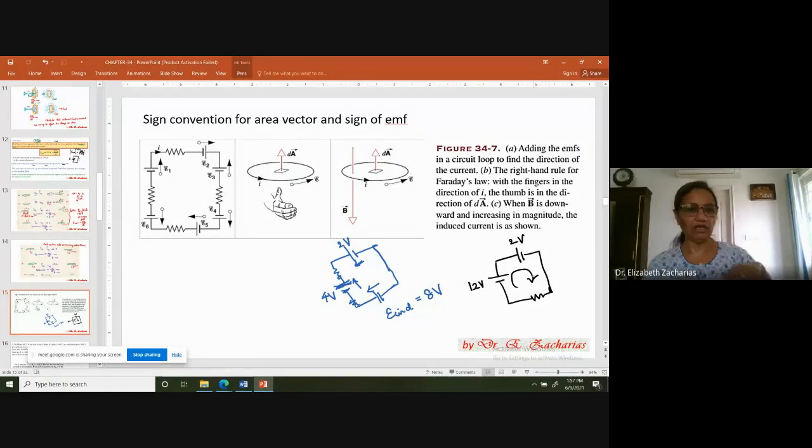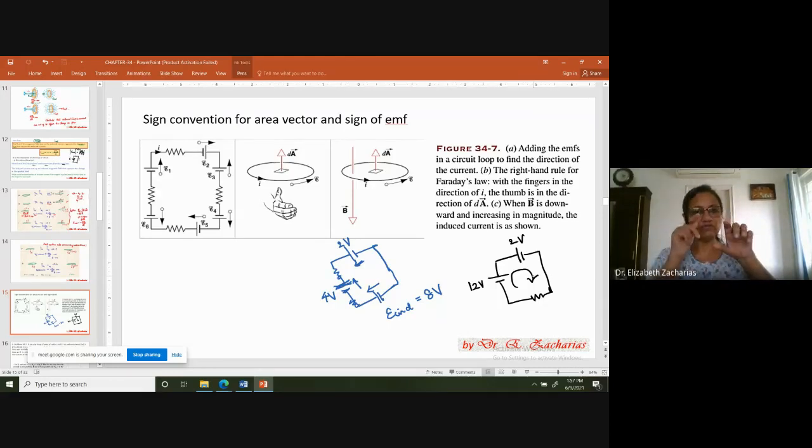We kept on telling in the last class that you are having a loop without an EMF source. That was basically to get home the idea that even if there is no EMF source, you are going to have a current. Now, can Lenz's law and Faraday's law be applied to a circuit with an EMF source? It can be applied.